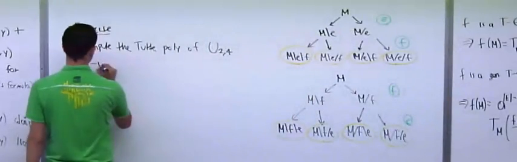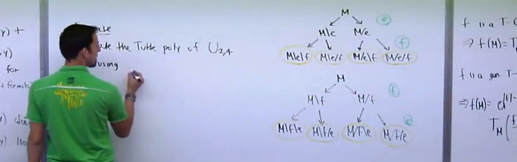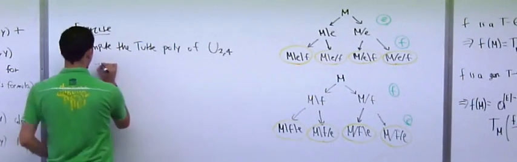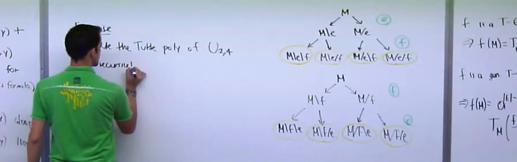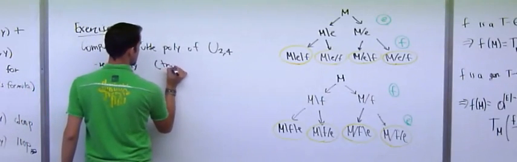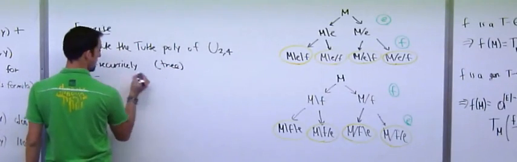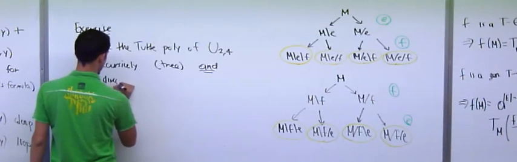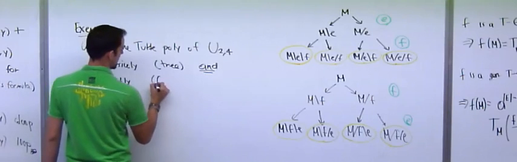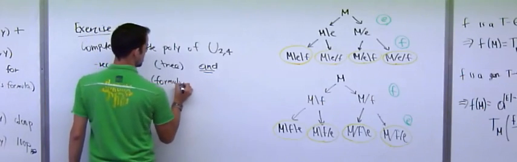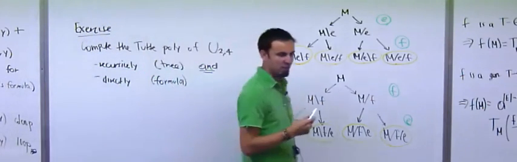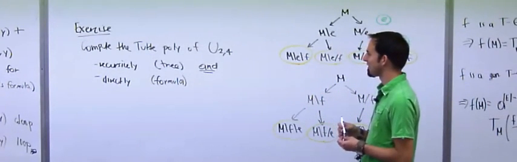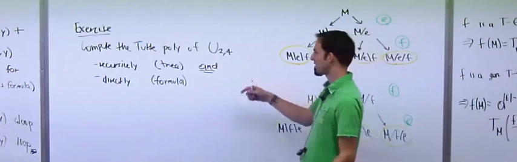You're going to do it recursively from the tree, and directly using the formula. And you're going to do it enough times so that you get the same answer. You should get the same answer.